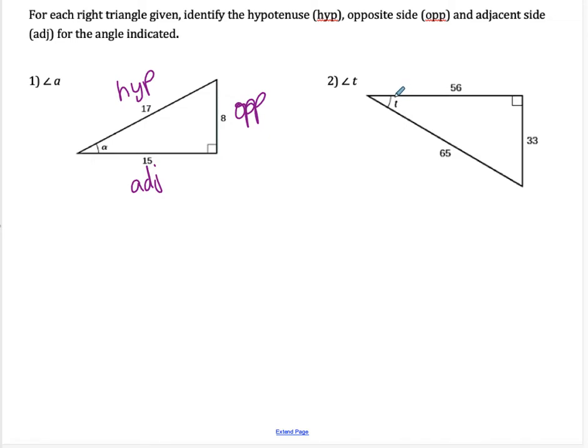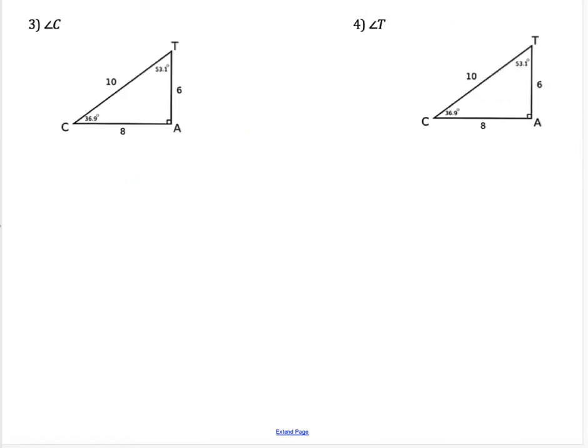We'll do one more together from angle T. First, we always label the hypotenuse. So I find my right angle symbol, and I go across. That's my hypotenuse. From angle T, my opposite is 33 because it's over. Opposite means go over the triangle, and then adjacent is next to it. I want you to take 30 seconds or so and label the hypotenuse, opposite, and adjacent on C and D, please.